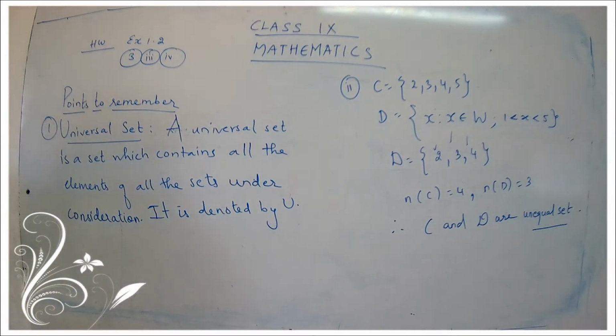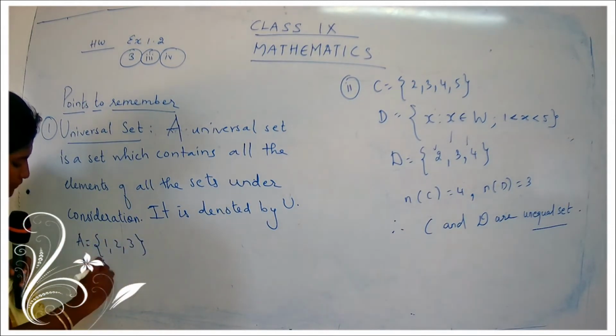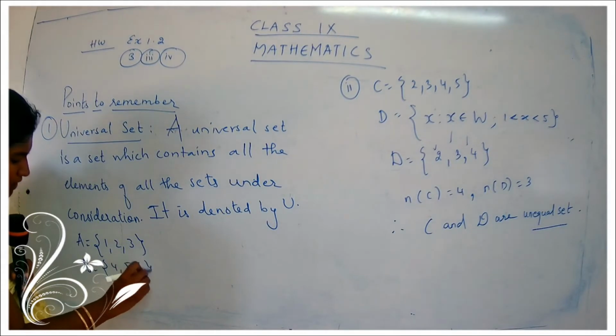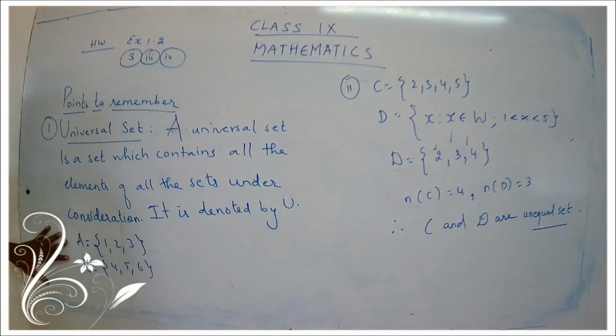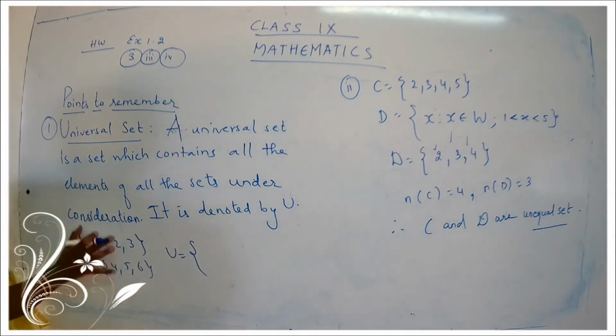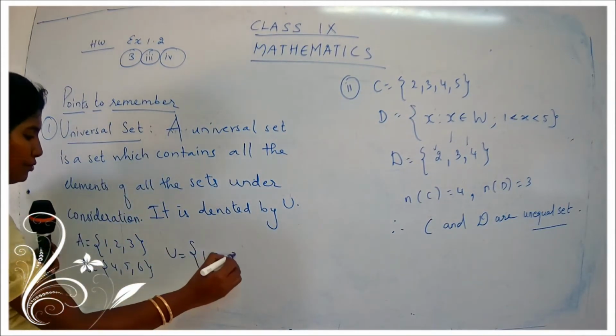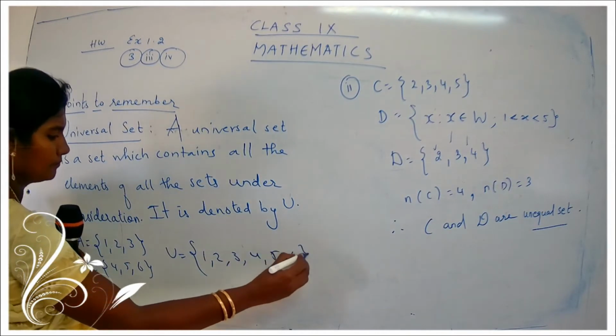Everything comes under a universal set. Suppose I just give you an example. If I take A as 1, 2, 3, and if I take B as 4, 5, 6. Okay, children, suppose for an example, we have a set A, we have a set B. Now, how will be the set U? The U will be everything. It will contain all the sets under consideration. That is, it is going to contain all the elements. So, you will have 1, 2, 3, 4, 5, 6.